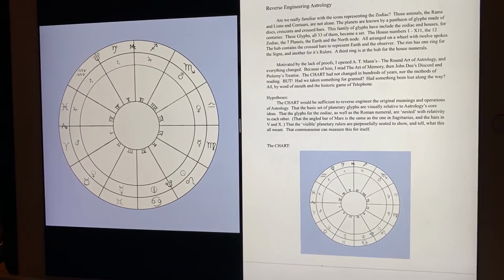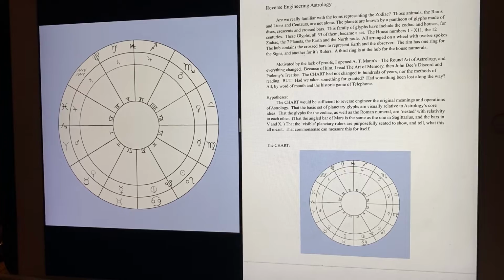Continuing with the article, the chart has not changed in hundreds of years, nor the methods of reading it. But had we taken something for granted? Had something been lost along the way, all by word of mouth and the historical game of telephone? The hypothesis: the chart would be sufficient to reverse engineer the original meanings and operations of astrology.